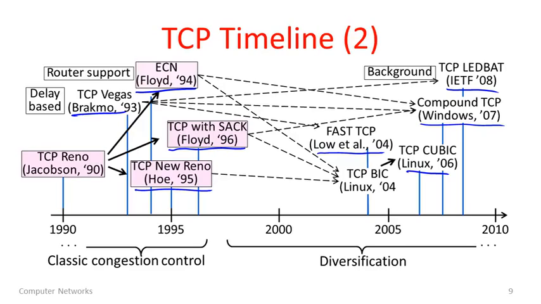Anyhow, we are mostly going to look at the boxes in pink. So we'll study classic congestion control and leave out some of this messy picture where there are many different kinds of variants of TCP as congestion control has diversified. So on with the show.